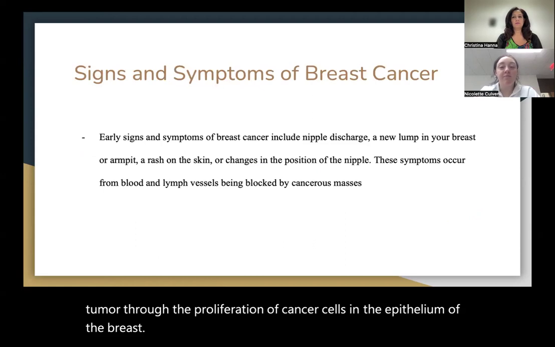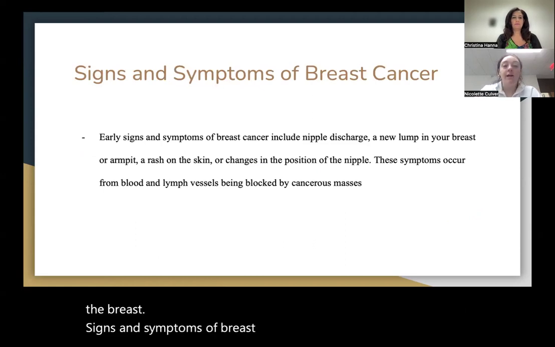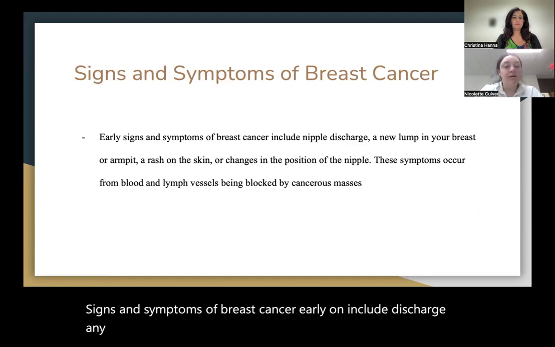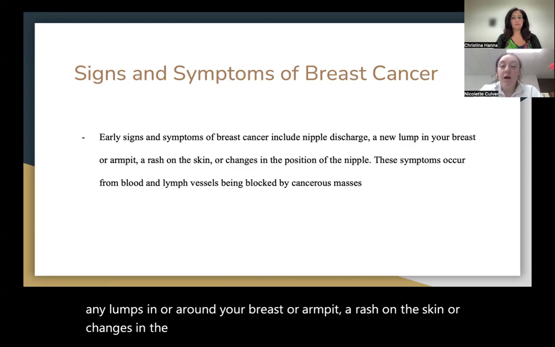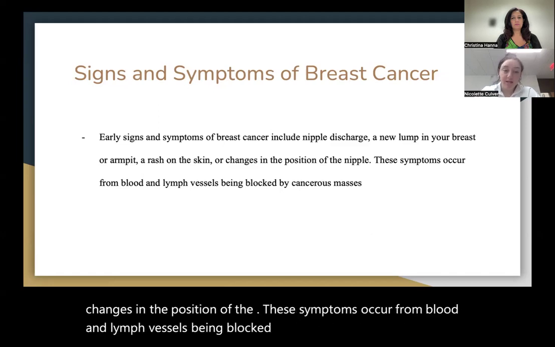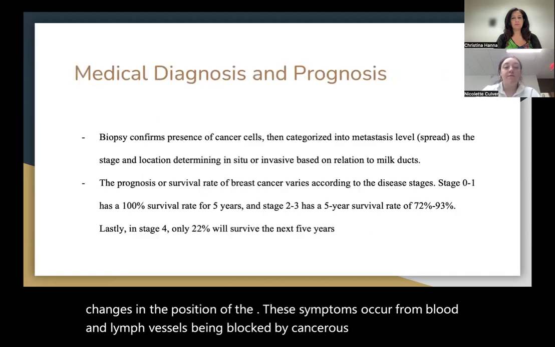Signs and symptoms of breast cancer early on include discharge, any lumps in or around your breast or armpit, a rash on the skin, or changes in the position of the nipple. These symptoms occur from blood and lymph vessels being blocked by cancerous masses that will affect your thyroid.